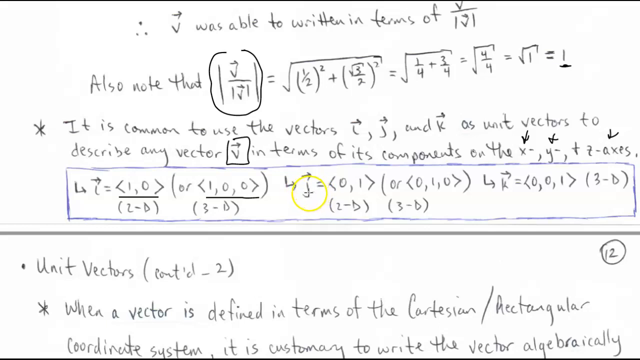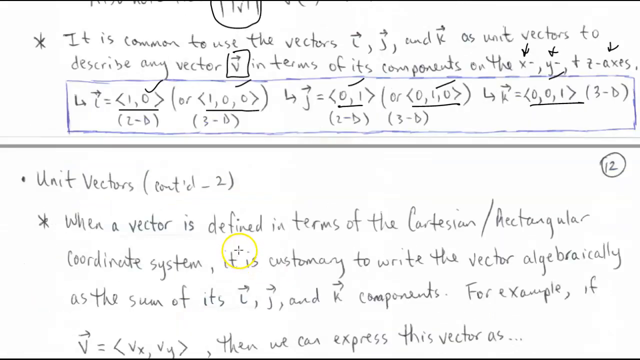Our J directional vector in the direction of the y-axis will be 0, 1 in 2D space, and 0, 1, 0 in 3D space. And then for our K, that will only be used in 3D space, and that will be 0, 0, 1. Notice for all three of these vector types, whether in 2D or 3D space, if we take the magnitude, we still end up getting 1. So the I, J, and K directional vectors do satisfy that particular property.